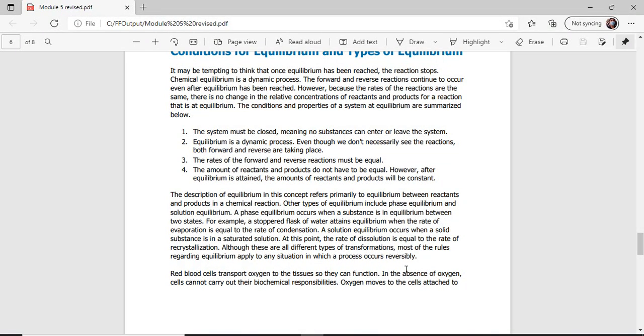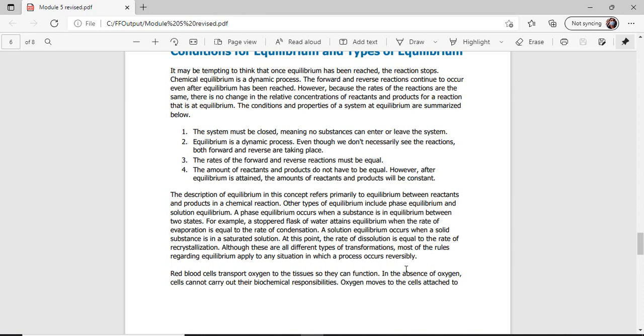Description for your equilibrium is the concept that refers primarily to the equilibrium between your reactants and your product in a chemical reaction. Other types of equilibrium include phase equilibrium and solution equilibrium. Okay, a phase equilibrium occurs when a substance is in equilibrium between two states. For example, a stoppered flask of water attains equilibrium when the rate of evaporation is equal to the rate of condensation.